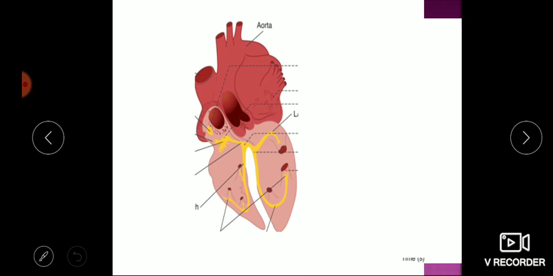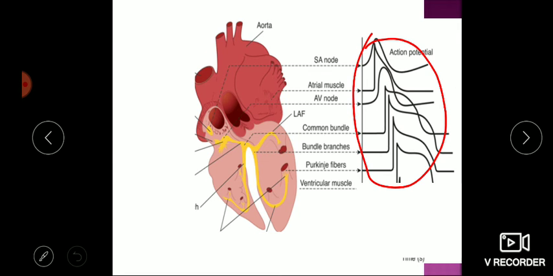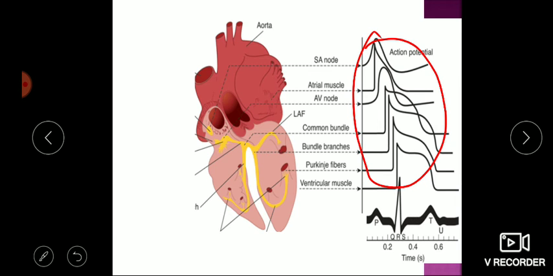More calcium, more locks are unlocked, more movement of tropomyosin, and more active sites of actin are exposed for contraction. Now, as I mentioned, these are all the potentials generated by different conductive tissues as well as the cardiac muscle. And the summated recording of this is called ECG, that is, the electrocardiogram.